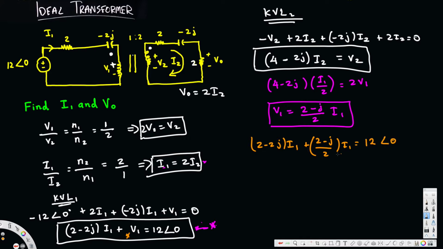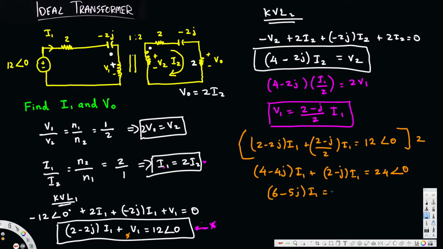12 angle 0. Now to get the denominator 2, I multiply everything by 2, so we will get 4 minus 4j times I1 plus 2 minus j times I1, that's equal to 24 angle 0. Now from this one we can solve for I1. Now we can add these two together. This one is going to be 6 minus 5j times I1 is equal to 24 angle 0, and then I1, if you solve for I1, you will get 3.07 angle 33.8 degrees. Now we have solved for I1.